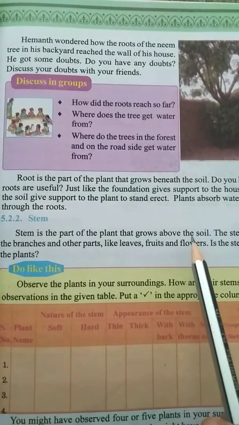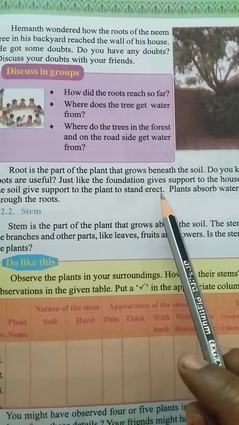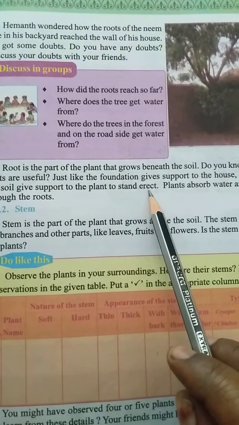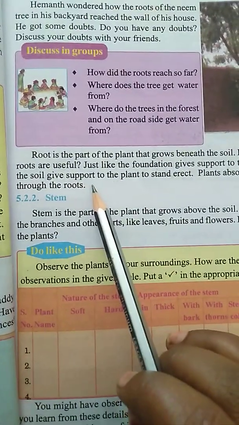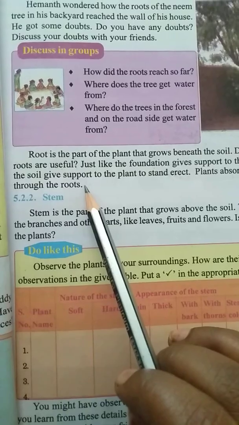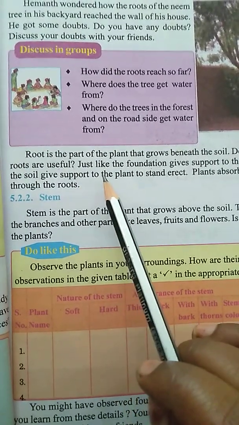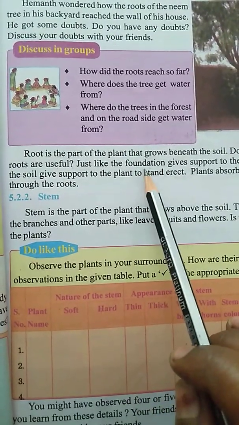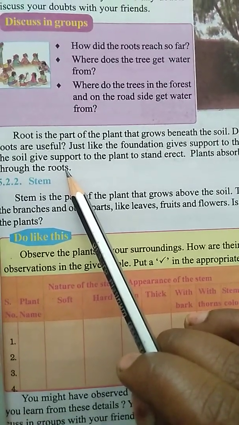So the roots of a plant are very useful to them, which help them to stand erect because they are the base of the plant or a tree. Plants also absorb water and nutrients through the roots. See, when we water the plants, these roots absorb the water and it spreads over the plant, and is absorbed by the stem, leaves and flowers. So roots are very important in the plant.